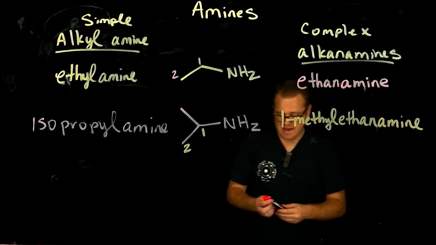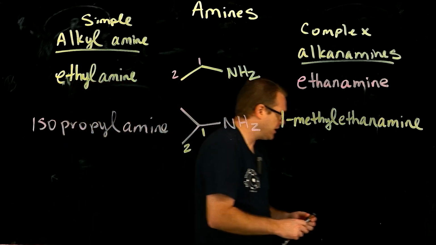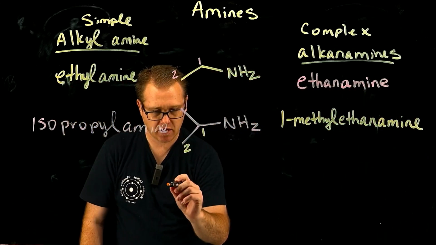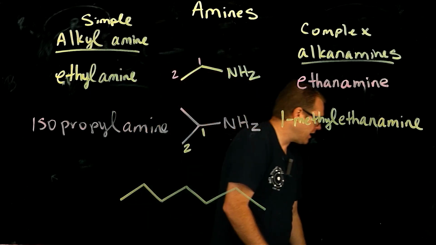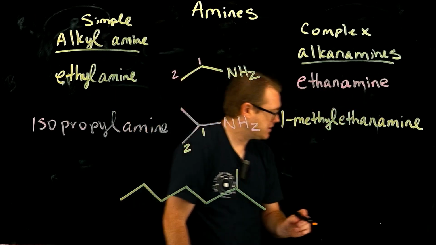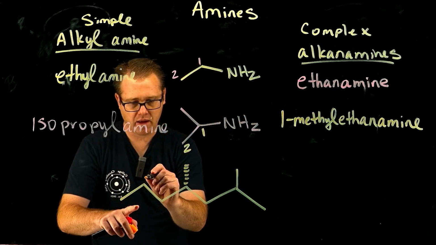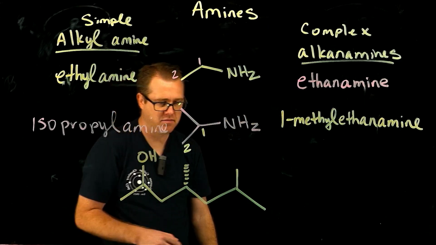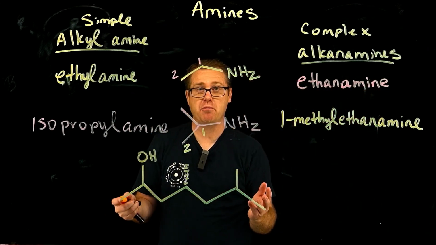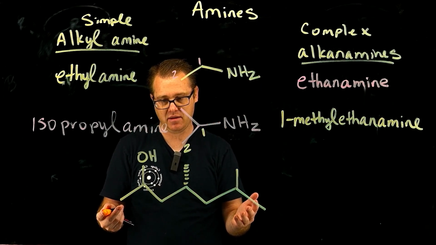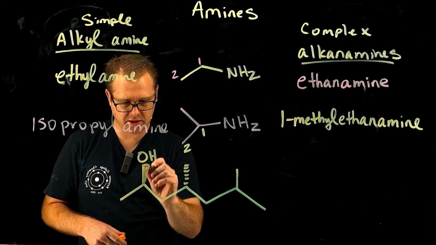Now let me show you an example of a more complex one. Let's draw it out like here. How many carbons do we have? We have 7 carbons. Let's start right here: 2, 3, 4, 5, 6, 7. And then we have this: 1, 2, 3, 4. We have a dashed methyl right there. And let's say we have an alcohol there, okay? So naming complex amines is kind of the same way as naming complex alcohols. In this complex alcohol, this is a stereocenter.